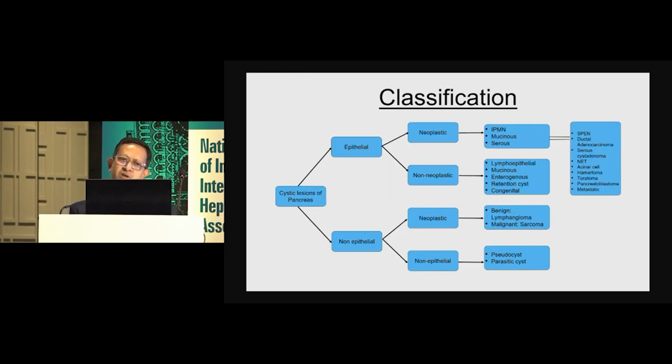This is the usual way of classification, where we classify the tumors into epithelial and non-epithelial parts, where again the classification is done into neoplastic and non-neoplastic parts. And what is important to us is the epithelial neoplastic component, that is IPMN, mucinous, and the serous part.